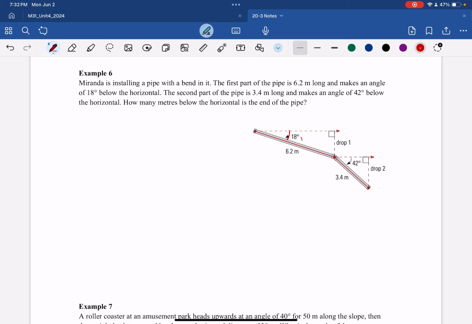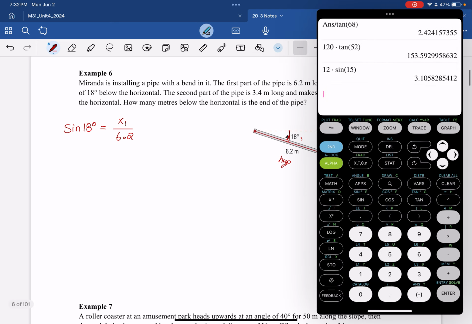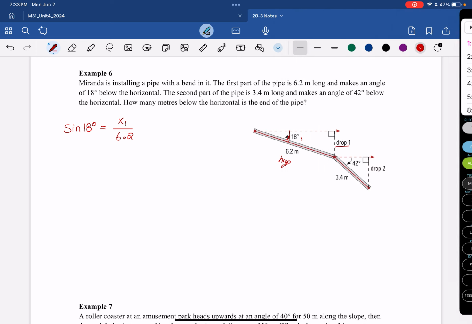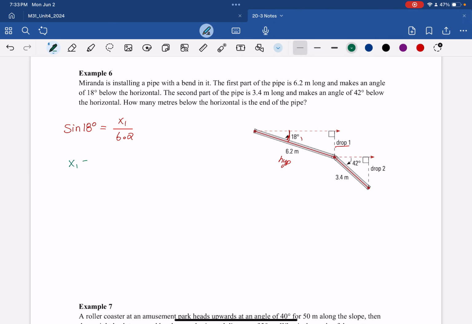So if I look, I have 18 degrees here. This is my hypotenuse, and this is my opposite. So I'm going to use sine of 18 degrees equals, I'm going to say x1 over 6.2. So we'll be able to figure out my drop 1. And we are going to take 6.2 times sine of 18, and we'll get a drop of 1.9. So this is what I'm calling x1 here.